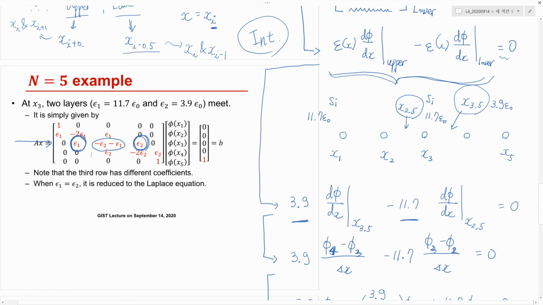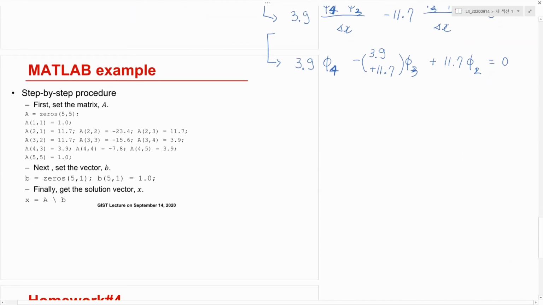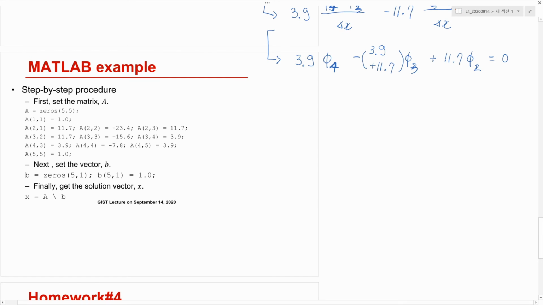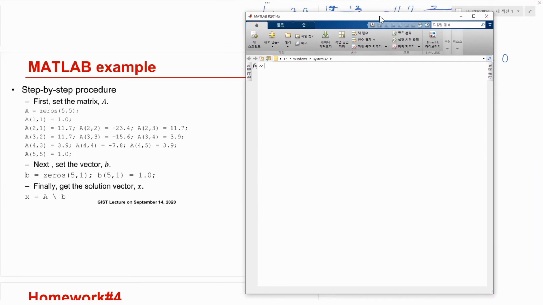So why don't you just do the simulation together with me? Here we have a MATLAB script already written, but let me just do it together with you. Okay. Our goal is to make the A matrix and B vector and solve it to get the solution phi. So B is simply given by zeros(5,1).